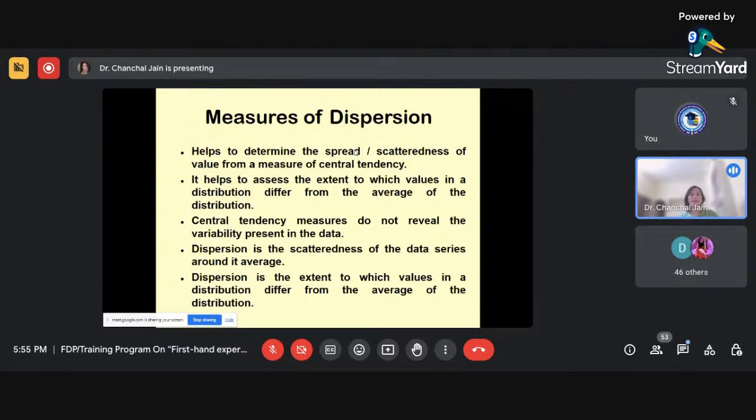So that is why understanding of this particular measure of dispersion is very important from the point of view of normality. I hope I am clear? Am I? Yes, ma'am. Yes, ma'am.